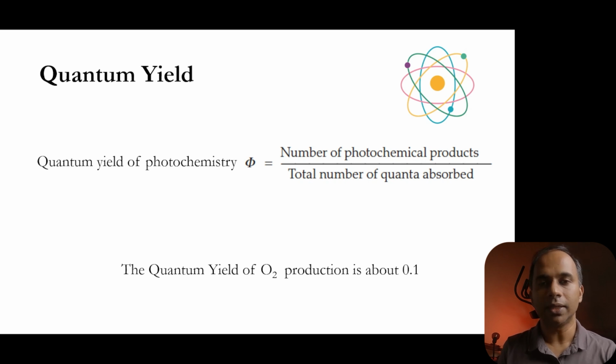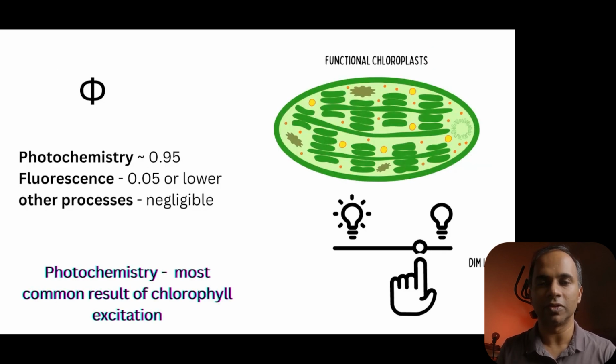In contrast, if we look at photochemistry, because photochemistry is the most important thing for us, right? If you think about a functional chloroplast under dim light, that means without saturating conditions, the quantum yield of photochemistry is going to be around 0.95. So that is a very good yield, right?